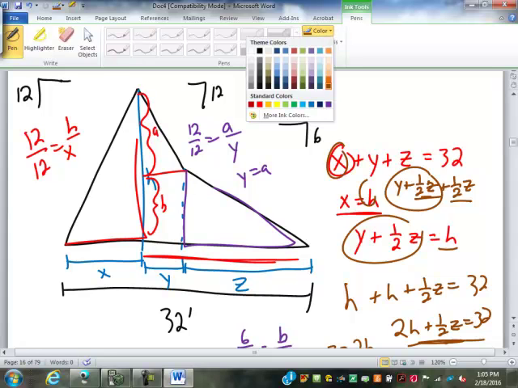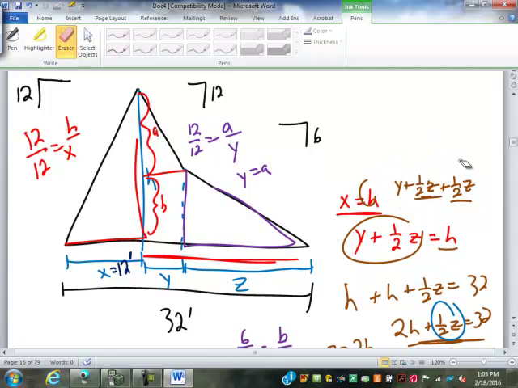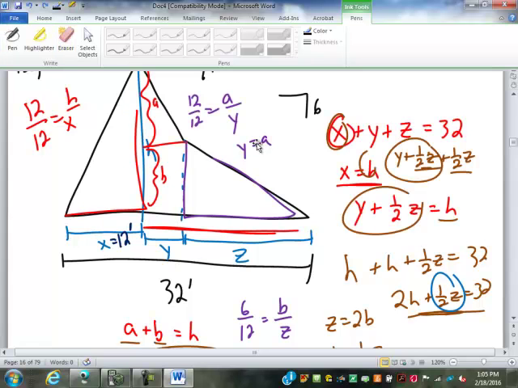But you're saying we're still missing half of the Z? Yeah. With the information I gave you, it's impossible. But I'm going to give you a new piece of information. I'm going to tell you that X is 12 feet. If I tell you X is 12 feet, see if you guys can solve this the rest of the way on your own. Oops. So that means A equals 6.